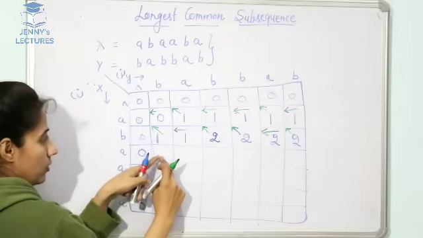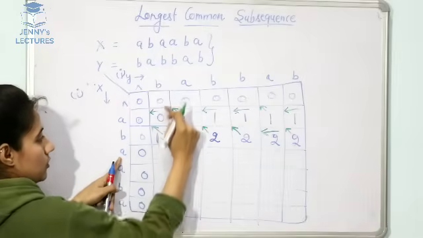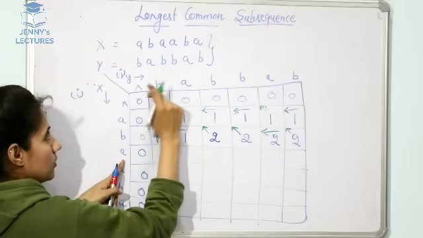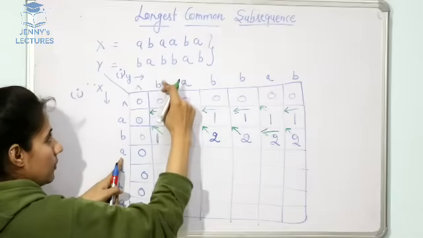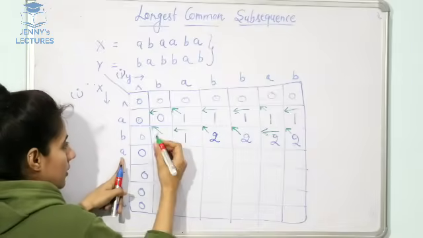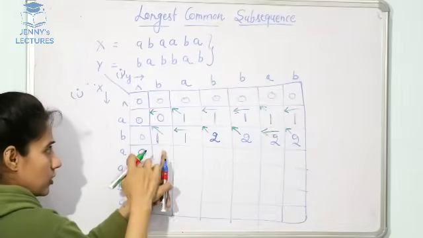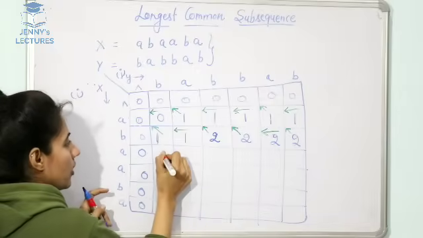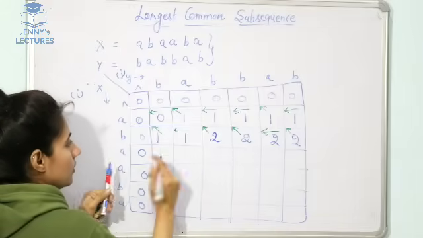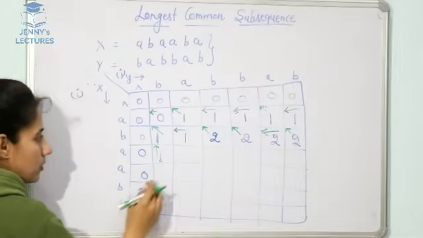Here how will you fill out this place? A, and corresponding to this place, what is the value of that character in the Y string? That is B. A and B both are different. In that case you will take the maximum of either this or this. 1 and 0, maximum is what? 1, and we have taken this one, so the arrow would be upper side. This one you have taken.